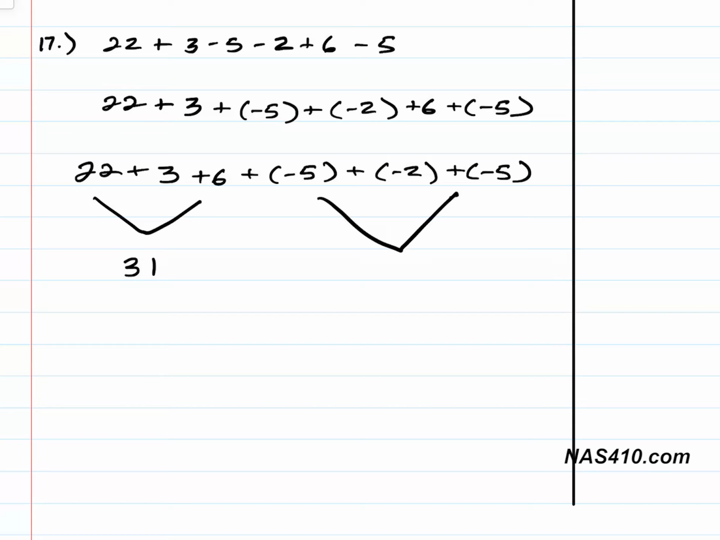Okay, and so now I'm going to solve all my positives over here, and so I have 22 plus 3 is 25 plus 6 is 31. Okay, and now I'm going to solve for all my negatives over here, and I have 5 and 5 make 10 plus 2 makes 12, and so I have 31 plus -12. Okay, and 31 minus 12 make 19.